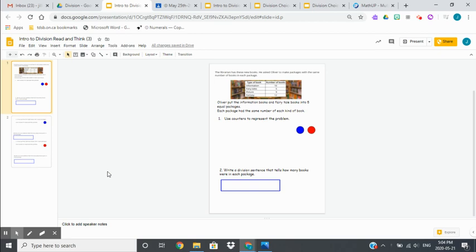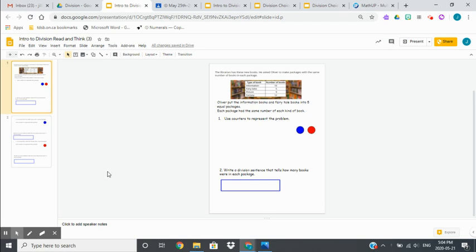Hello, mathematicians. Let's take a look at the work you're going to be trying out this week. You're going to be asked to build a picture of a division scenario, so something that's requiring you to divide things into equal groups. You're going to be using counters to do that, and then you're also going to be practicing writing a division sentence.